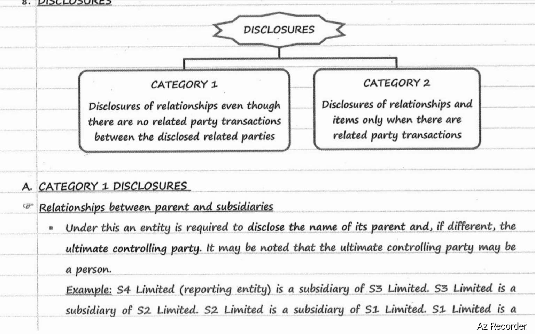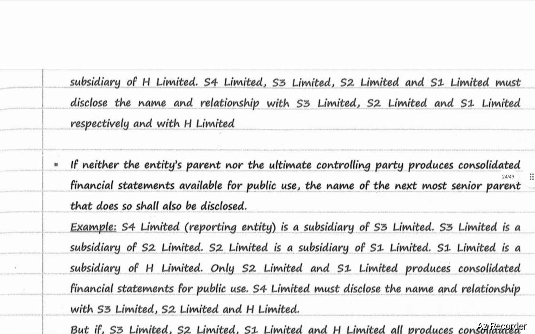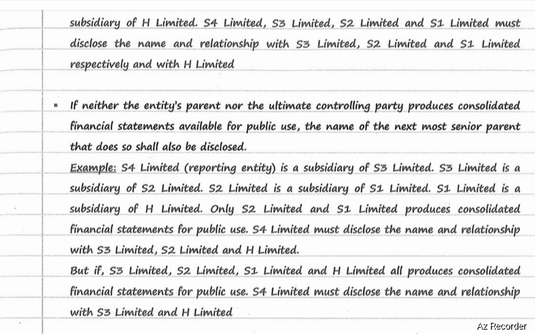For example, S4 Limited, a reporting entity, is a subsidiary of S3 Limited. S3 Limited is a subsidiary of S2 Limited. S2 Limited is a subsidiary of S1 Limited. S1 Limited is a subsidiary of H Limited. Here, S4 Limited, S3 Limited, S2 Limited, and S1 Limited must disclose the name and relationship with S3 Limited, S2 Limited, and S1 Limited respectively, and with H Limited.